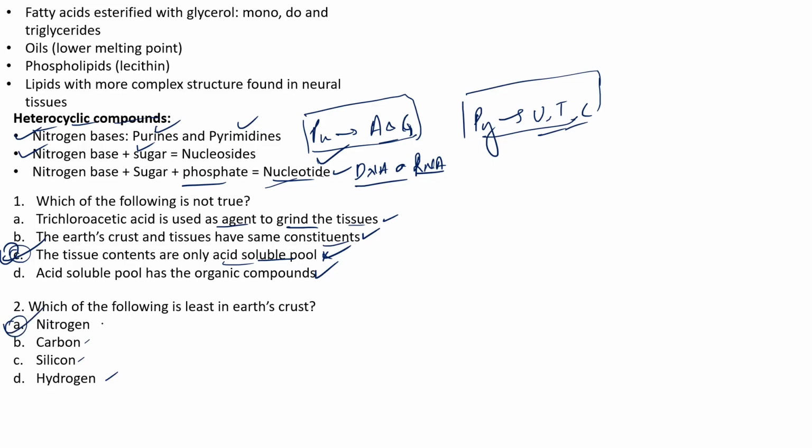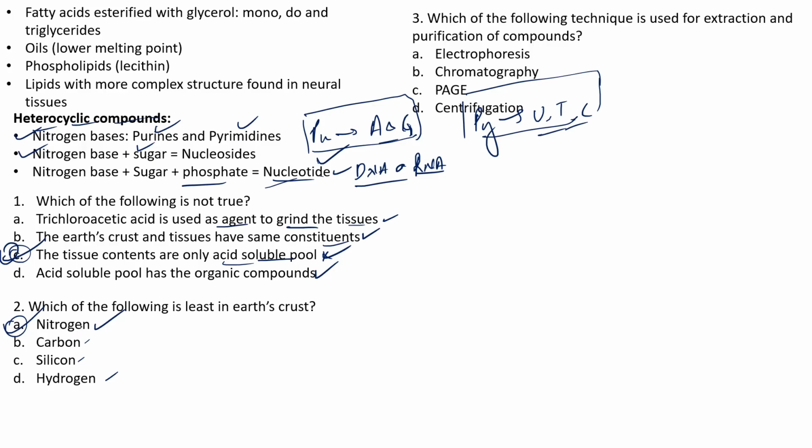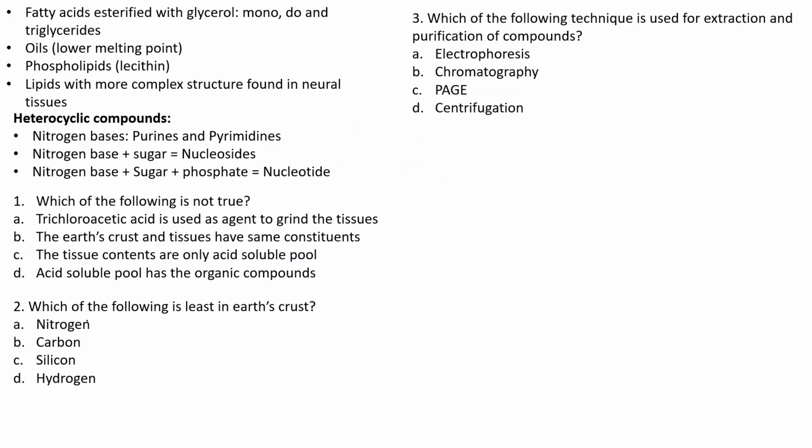So the right answer is going to be nitrogen. Yes, silicon is the second highest constituent, we all know that. So the right answer for this question is A, nitrogen. Let me mark the answers: C, and here we have A. Exactly. Now let us look into the next question, the third one.